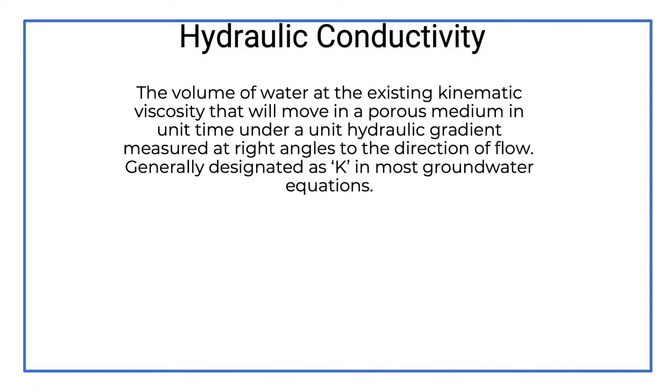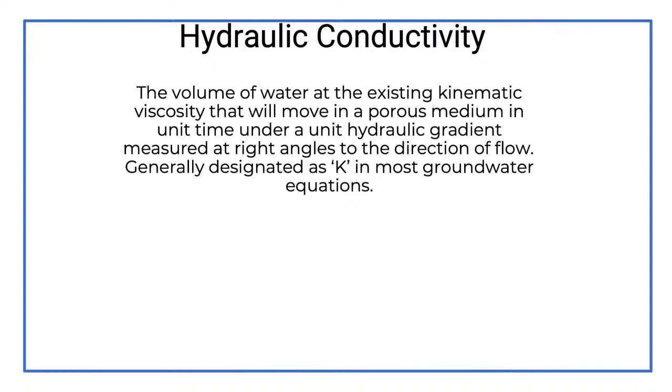Hydraulic conductivity is an important measurement for hydrogeologists because it is how we measure the flow through the rocks, the ability of the rocks to flow water through them. So this is the formal definition of hydraulic conductivity. It's the volume of water at the existing kinematic viscosity, which is basically the standard viscosity at room temperature, flowing through the rocks. So that's big words, but we're standardizing it.